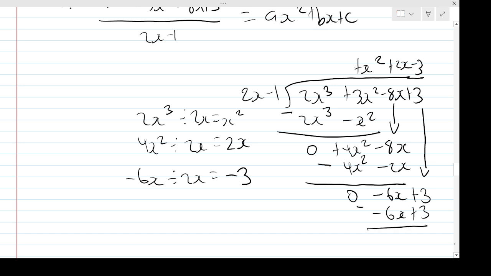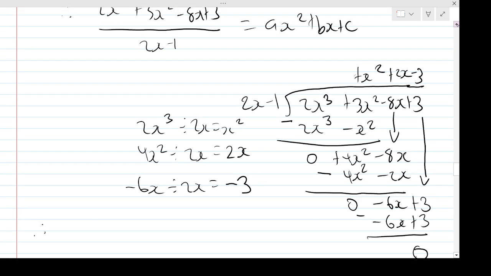And so then if I take away the top and the bottom, that's minus 6x minus minus 6x, so add it, you get 0x. And then 3 take away 3 is 0 again. So overall I get 0, and that is my remainder.